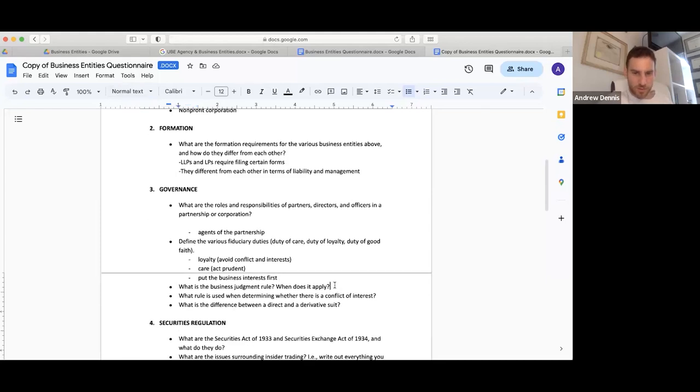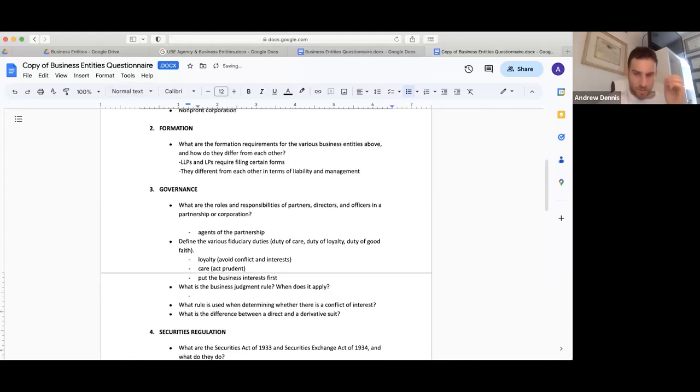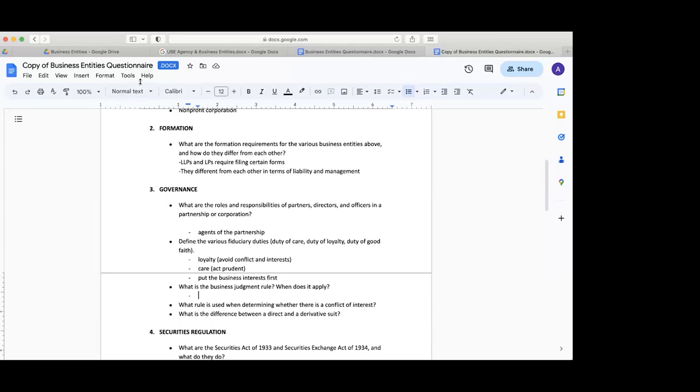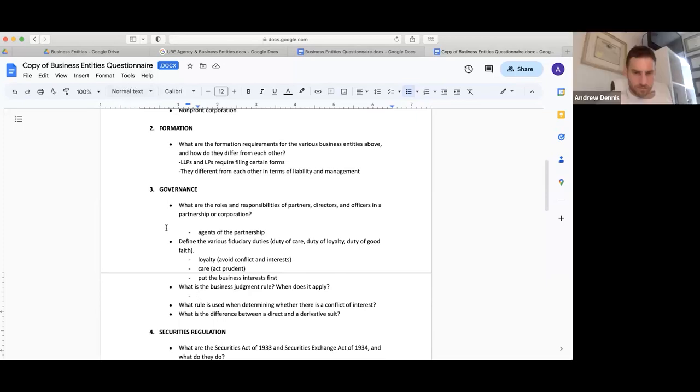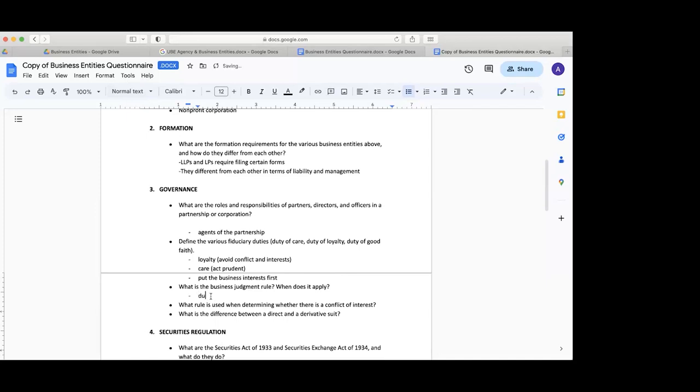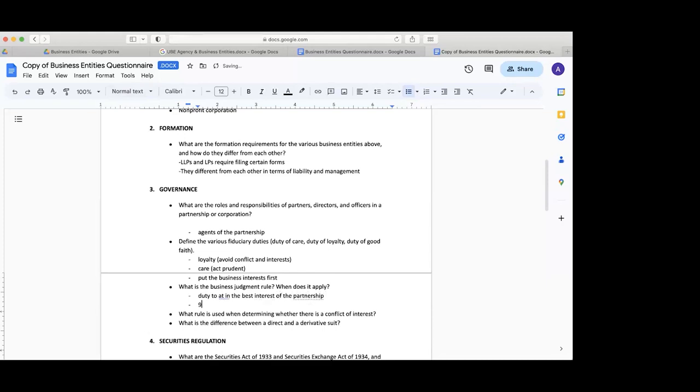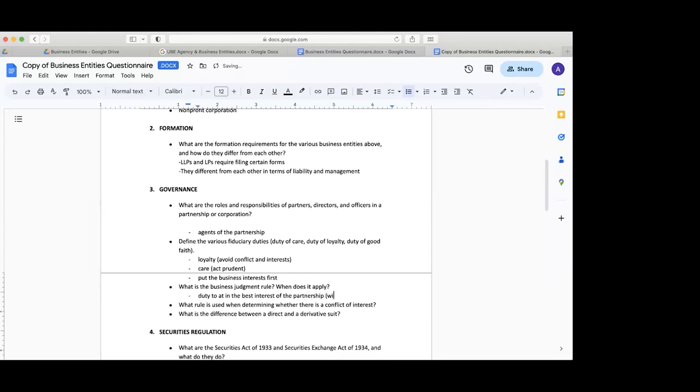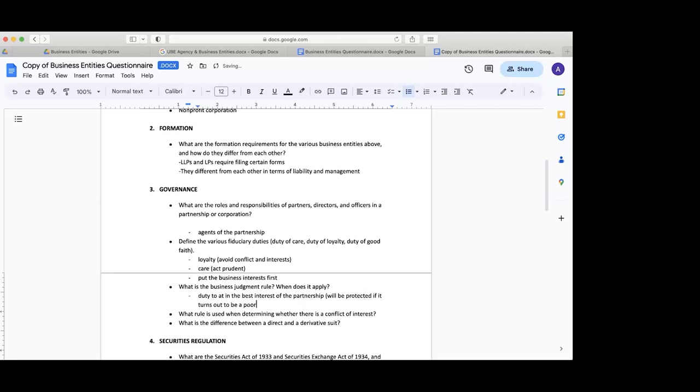What is the business judgment rule? And when does it apply? Paul, since you brought it up, why don't you explain it? I think basically it just means you have a duty to act prudently or in the best interest of the partnership, and that you won't be held liable. Like if you make a bad investment, but you did it in good faith, because you got counseled by the accountant and it just didn't work out, you can't be held liable. That's kind of how I see it.